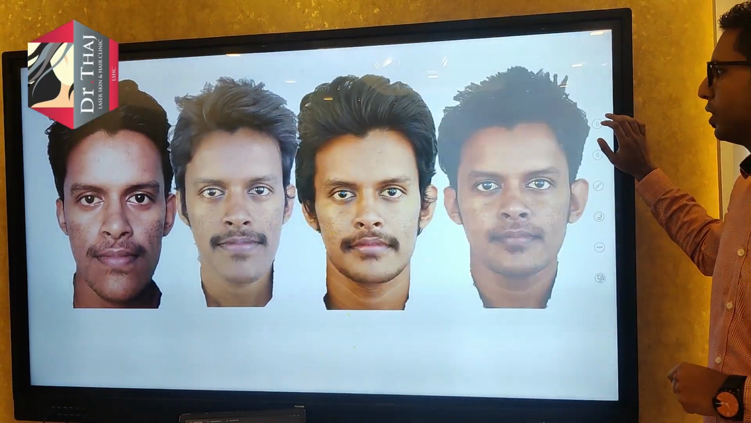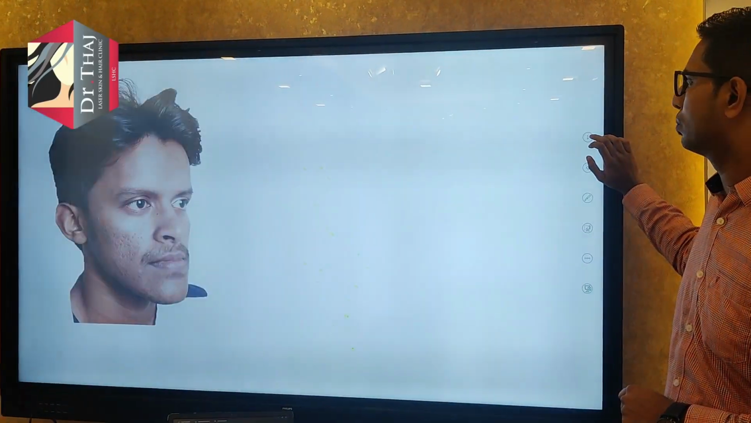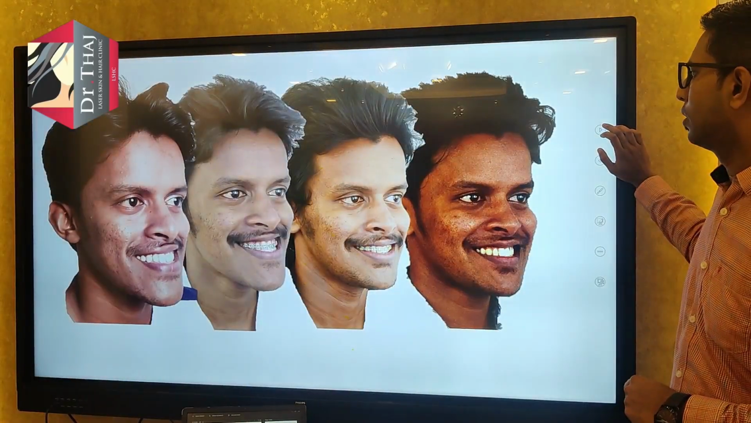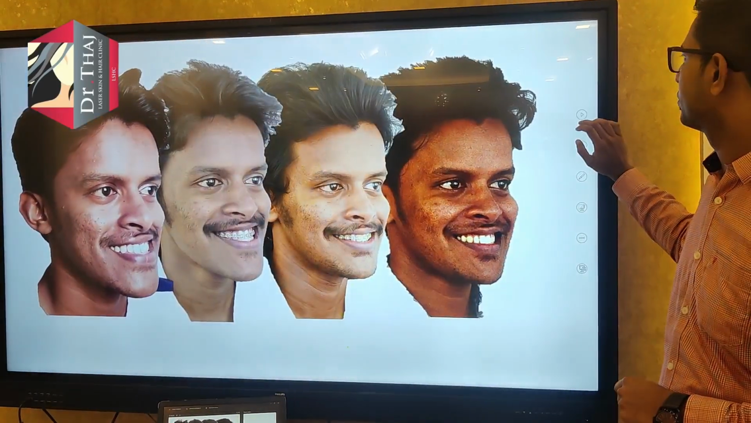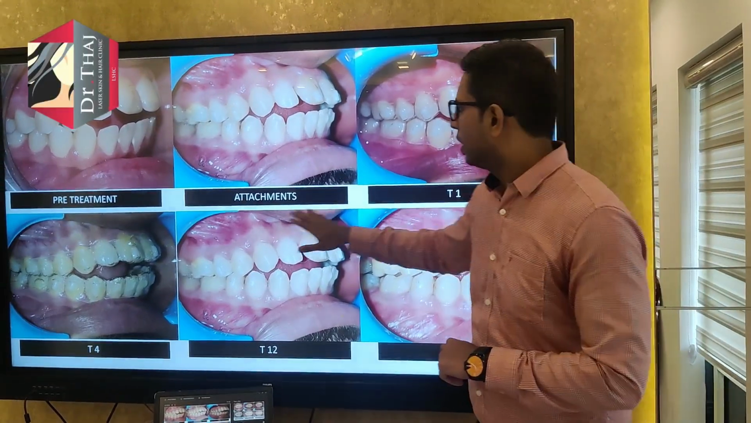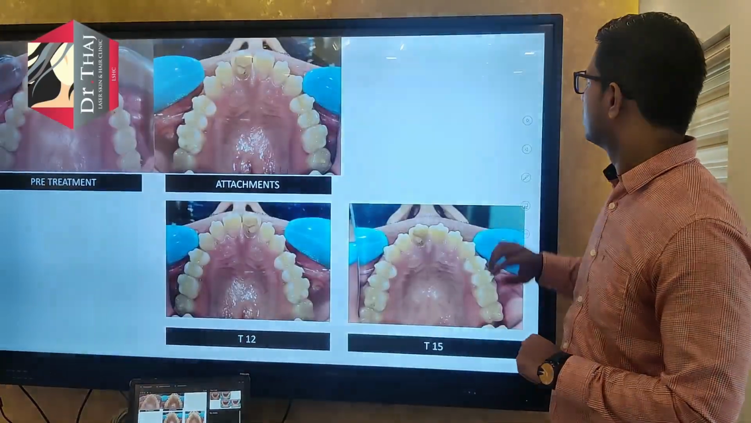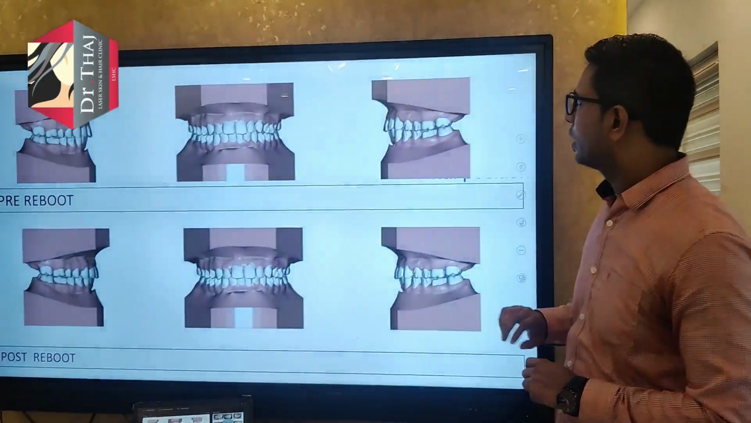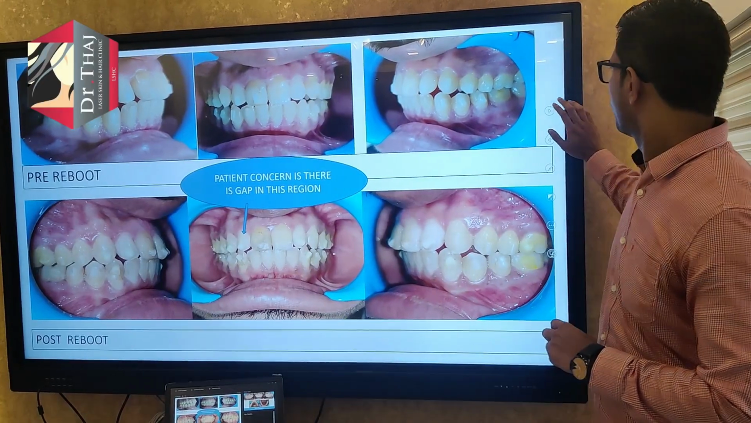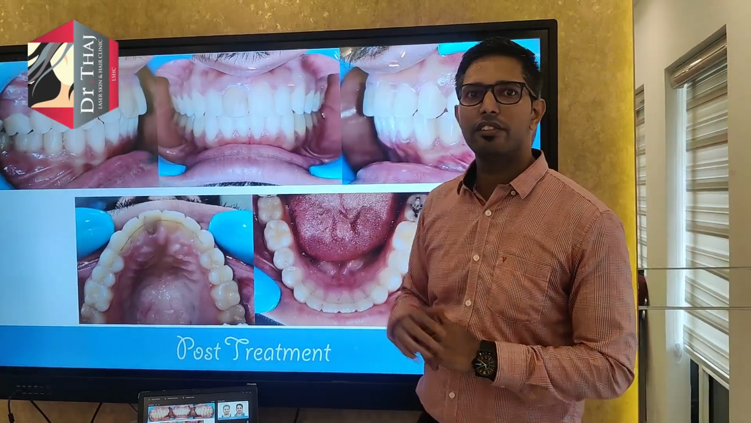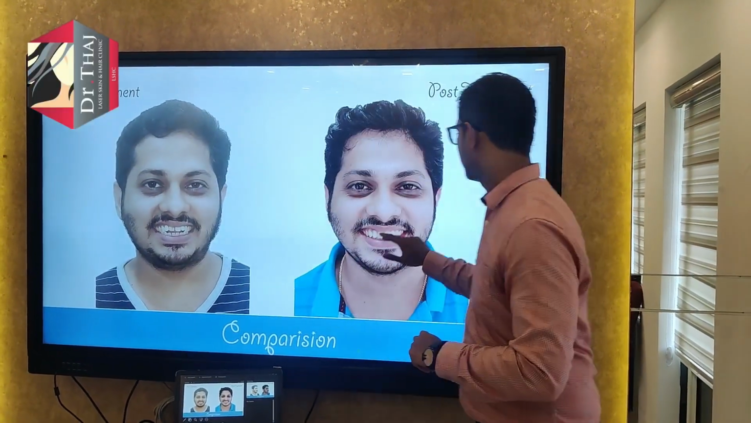Just to compare it across the photographs, you can see the chin prominence being increased with time, as well as the jaw prominence being reduced. And this is the sequence of treatment, how it has gone. So at the end of this phase, we finished up the case. Okay. So just for a comparison, from that smile there to this smile here.